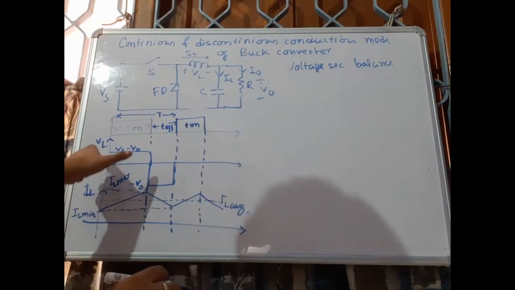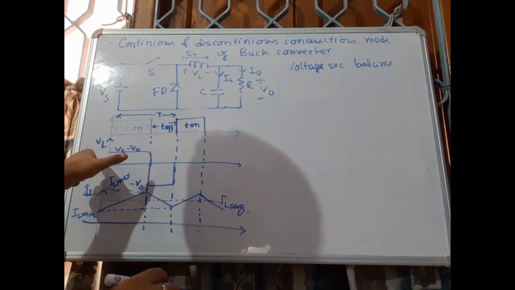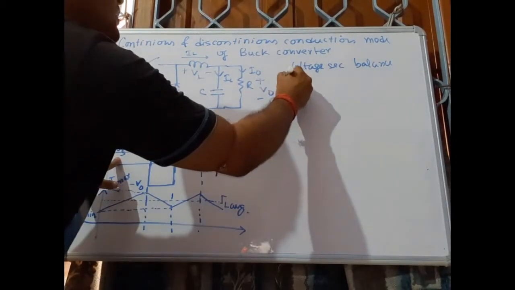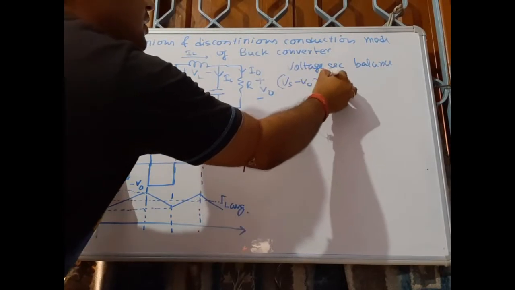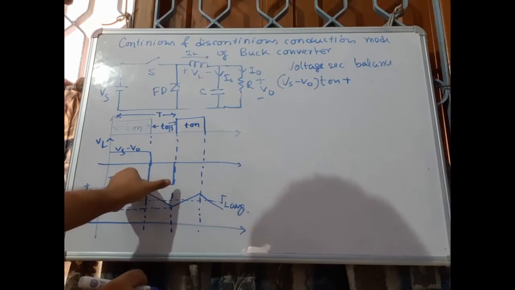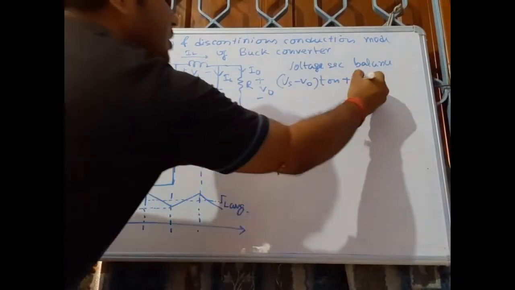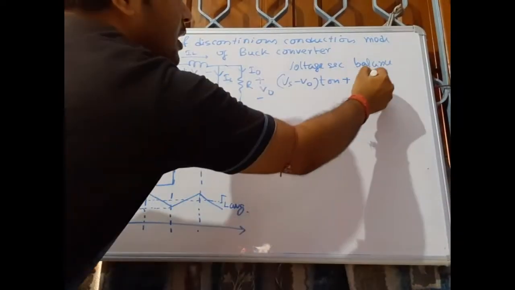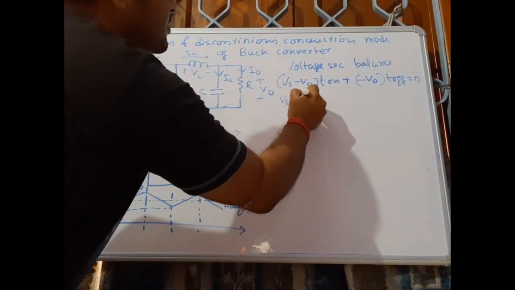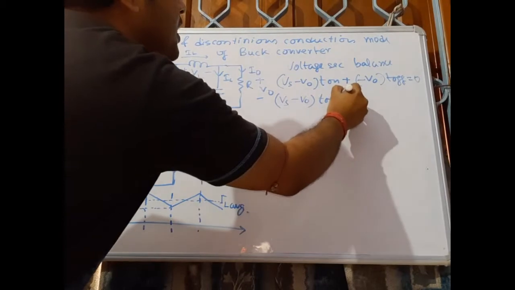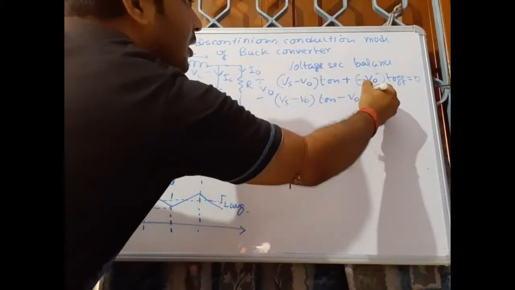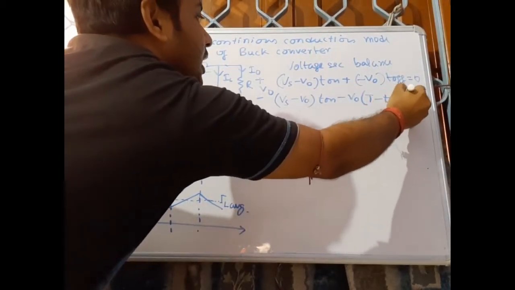Okay, voltage-second balance means voltage into time is equal to a constant. So for T on we have the voltage Vs minus V naught, into T on, plus the voltage at T off time, which is minus V naught into T off, and that equals 0. It can be written as (Vs minus V naught) into T on minus V naught into T off, where T off means capital T minus T on. So this is capital T minus T on, and that equals 0.